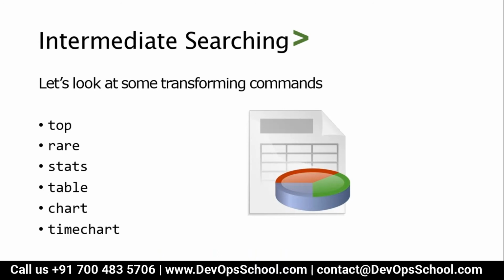Now let's look at some of the transforming commands. Transforming commands transform the output so we can consume it in an effective way. Some of the transforming commands include top, rare, stats, table, chart, and timechart. These are the very popular transforming commands we have in Splunk.